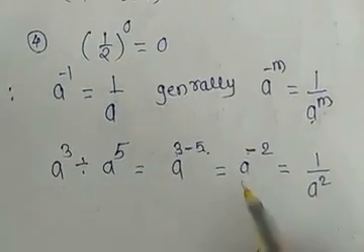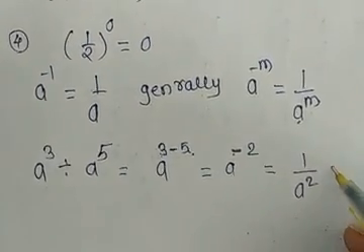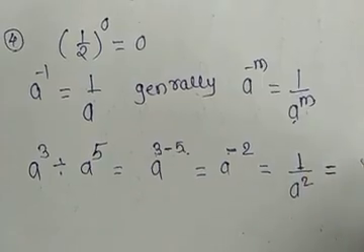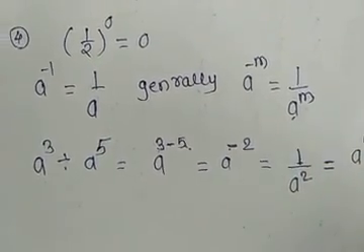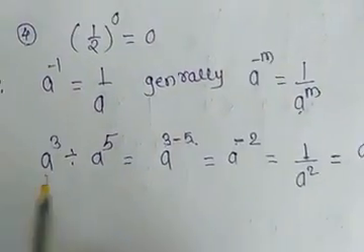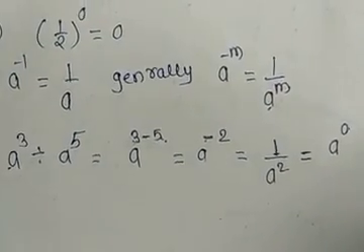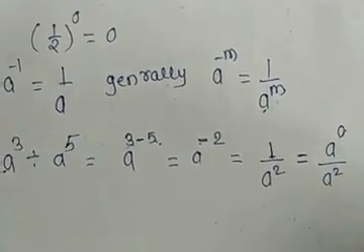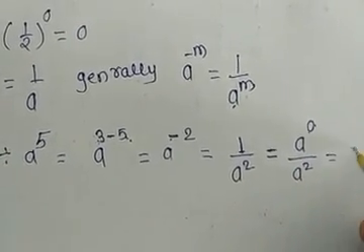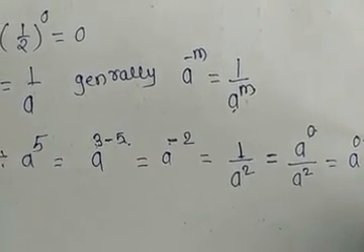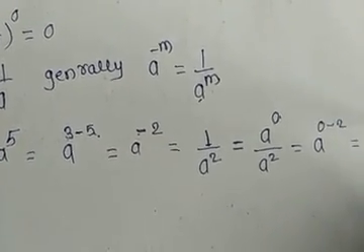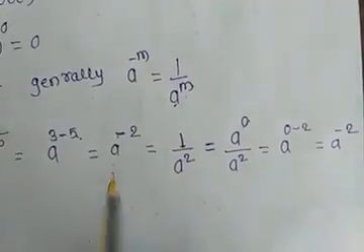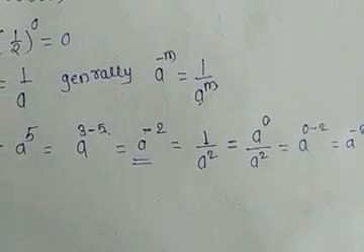Okay, for your understanding purpose, 1 can be written as a raised to 0, or any number raised to 0. Here the base is a, so we consider a raised to 0. So a raised to 0 upon a raised to 2. Now a raised to 0 upon a raised to 2 means a raised to 0 minus 2, which gives a raised to minus 2, which is also the same as this.